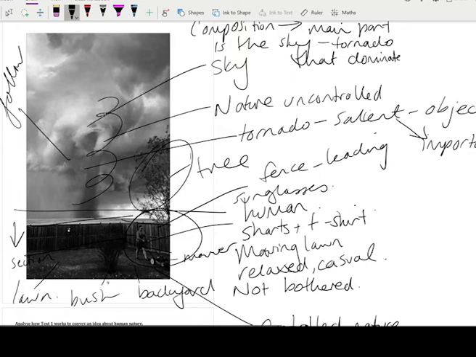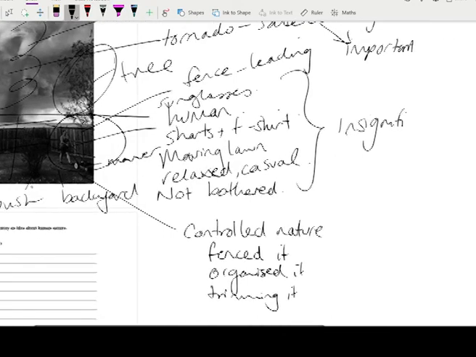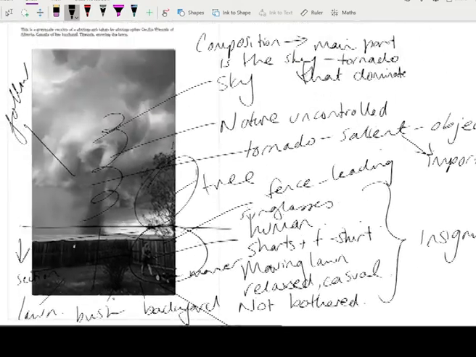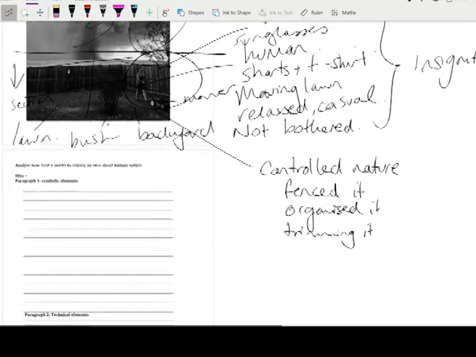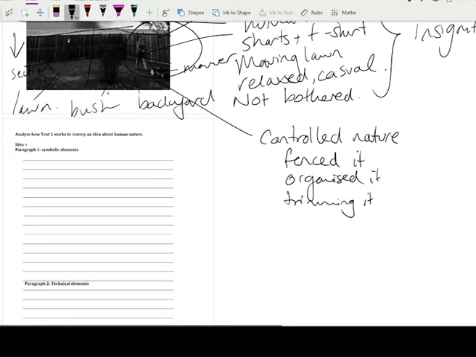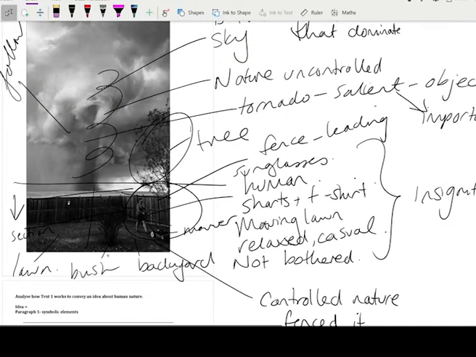But then we go back down and we see this shrubby little tree, a tiny little yard, and this tiny little insignificant man mowing his lawn. And he does look insignificant when you compare him to the size of the massive tornado coming towards him. So immediately you can see that I've got two paragraphs I can instantly write here. One all about the symbolic elements, two all about the technical elements.